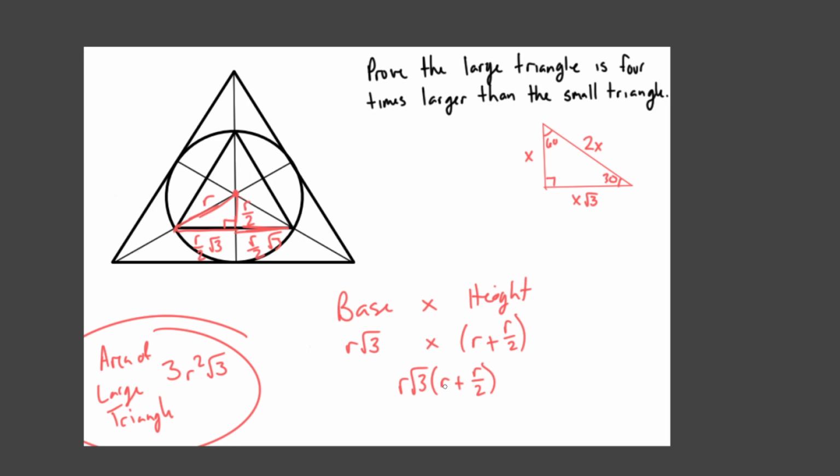R square root of 3 multiplied by this is going to give me r squared times the square root of 3. So that's the first one done. And then r square root of 3 multiplied by this value over here is going to be r squared times the square root of 3 over 2. So now I have these two values here.